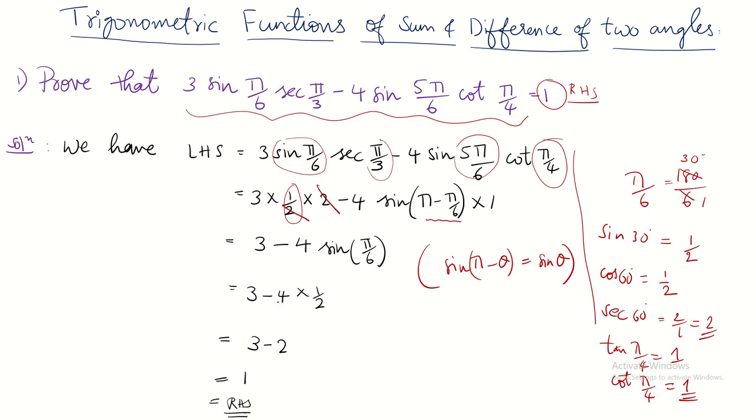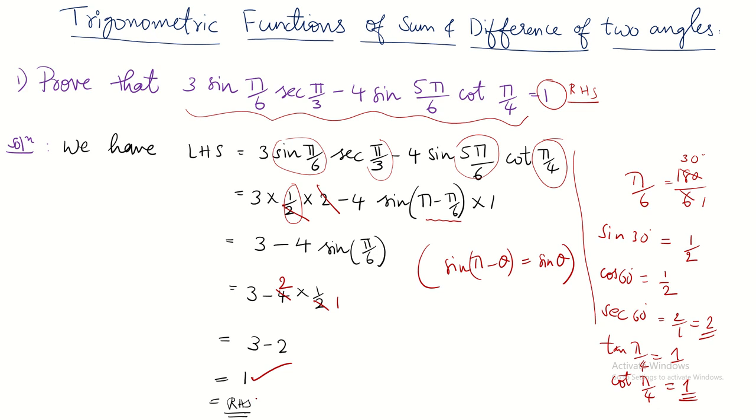Next line, 3 minus 4 into sine pi by 6. What is the value of sine pi by 6? That is 1 by 2. Now here in the next line, 2 ones are 2, that will be 2 into 2, 4. So 3 minus 2, you have the answer as 1. 3 minus 2, it is 1. That is your RHS value.